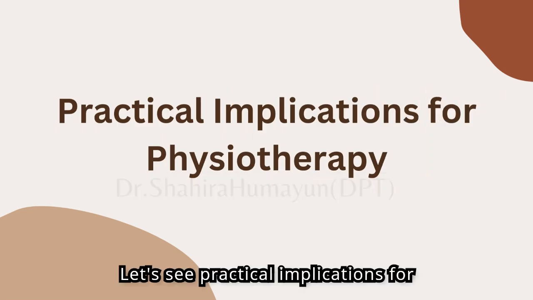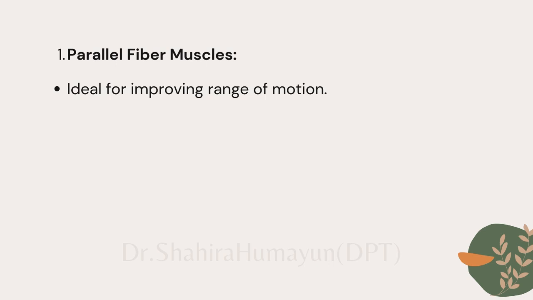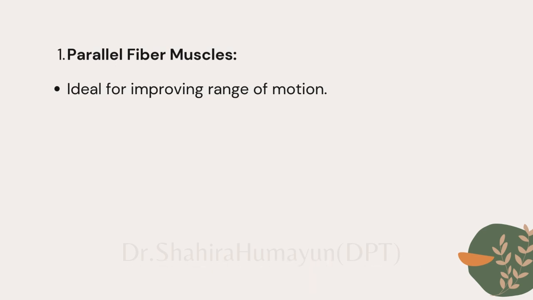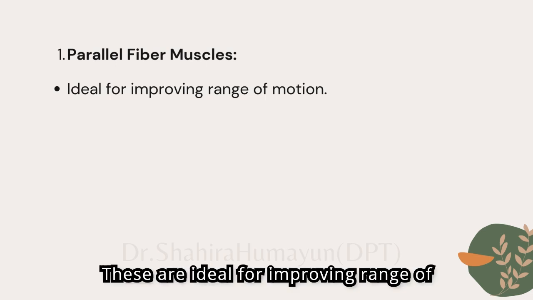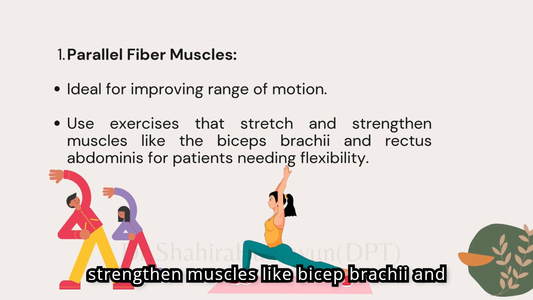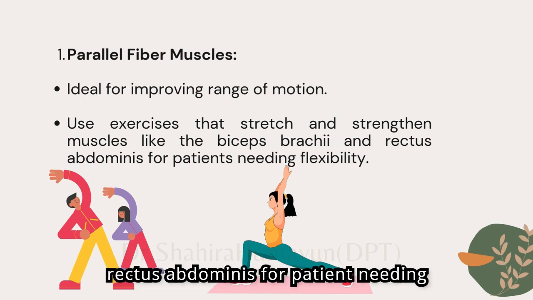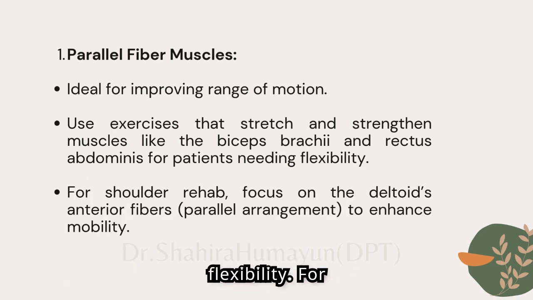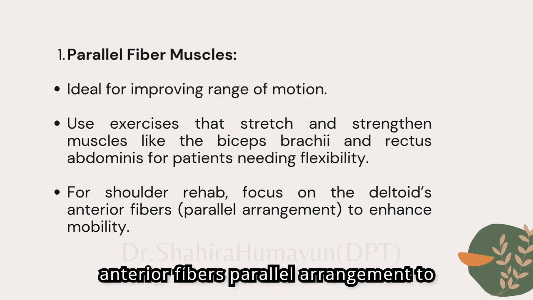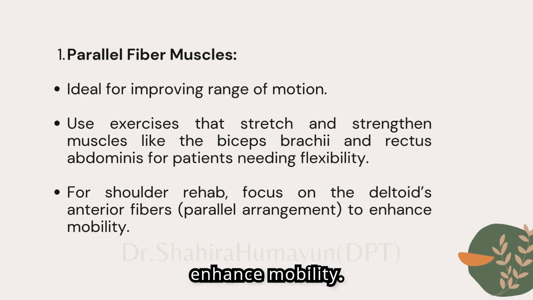Let's see practical implications for physiotherapy. First, start with parallel fiber muscles. These are ideal for improving range of motion. Use exercises that stretch and strengthen muscles like bicep brachii and rectus abdominis for patients needing flexibility. For shoulder rehab, focus on the deltoid's anterior fibers' parallel arrangement to enhance mobility.